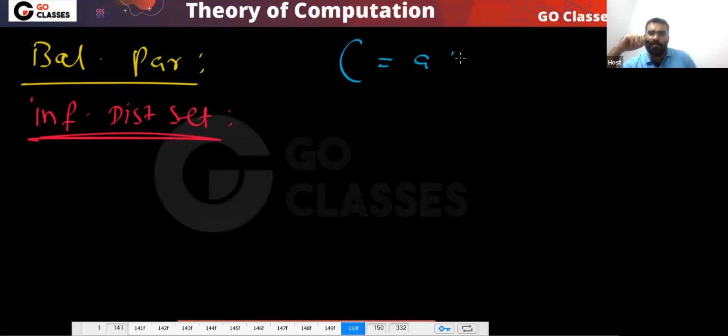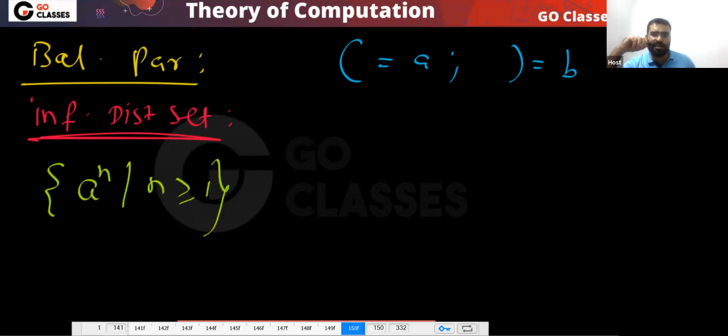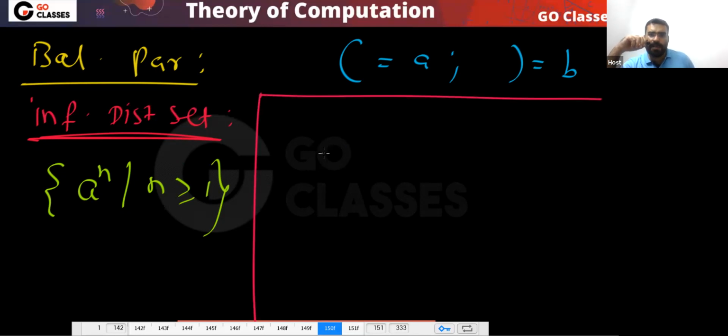Let's assume open parenthesis is A, and close parenthesis is B. So what set will work? Infinite distinguishable set. Will this set work: A power n, n greater than or equal to 1? Can I say this set will work, right?